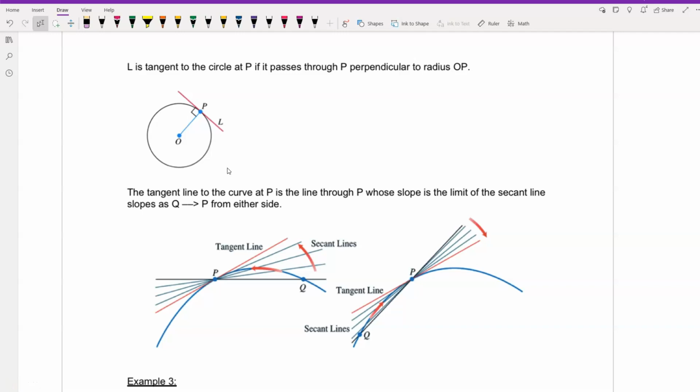Here on this part we have this line L is tangent to the circle at this point P if it passes through P perpendicular to radius OP. So this one is perpendicular. The tangent line to a curve at this point P is a line through P whose slope is the limit of the secant line slopes at Q when Q approaches P from either side. So here on the left side, we have our point P, and this point Q approaches from right to left to P. And here on the right side, again, we have this point P, and Q approaches P.